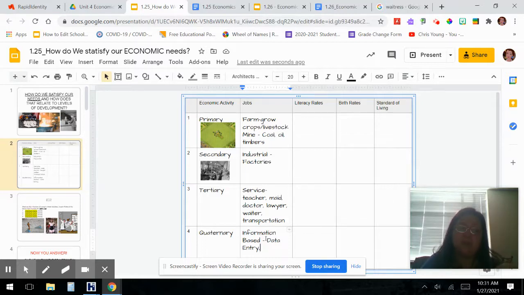So those are our 4 levels of jobs and the economic activities. You need to know that for the quiz on Friday. All of this stuff we're going to fill out at the end of the video.